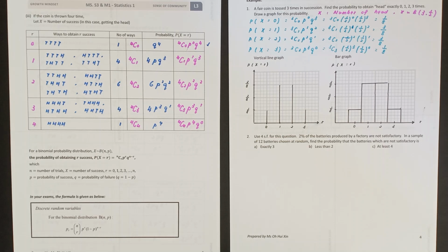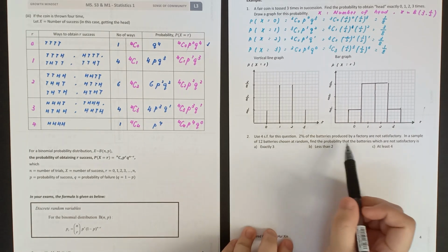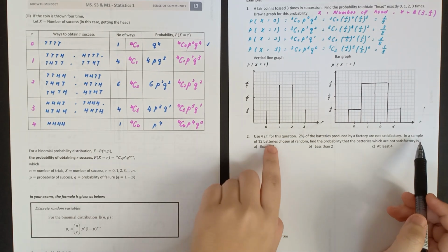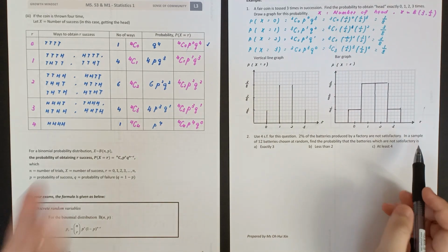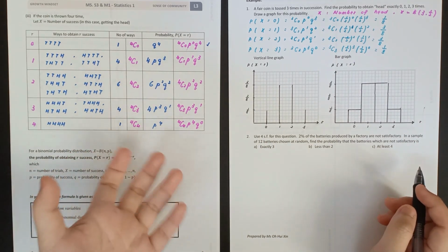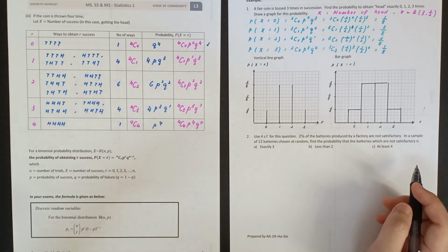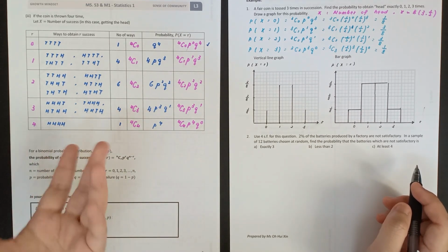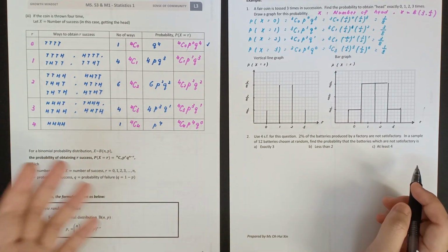exactly 3. So in this question, you can see a sample of 12, meaning you have a number of experiments that you are going to check. How many times are you going to check? You are going to check 12 times. So that's why your n is 12 here.